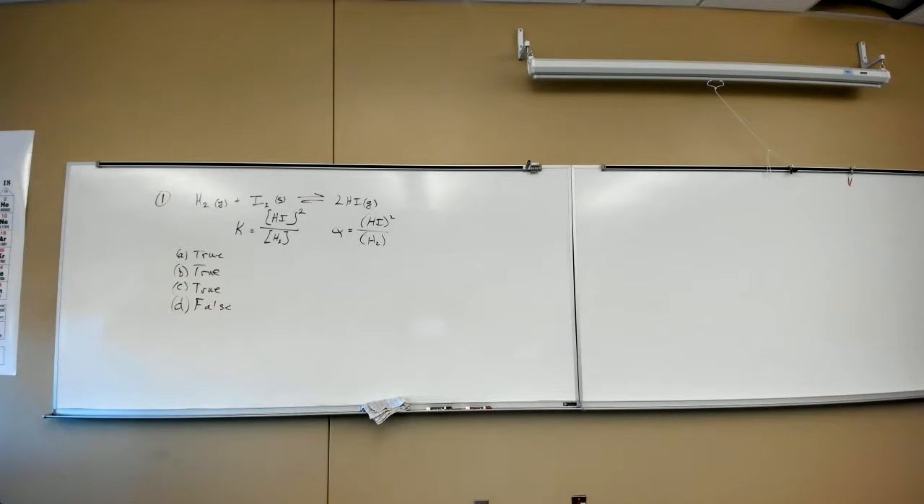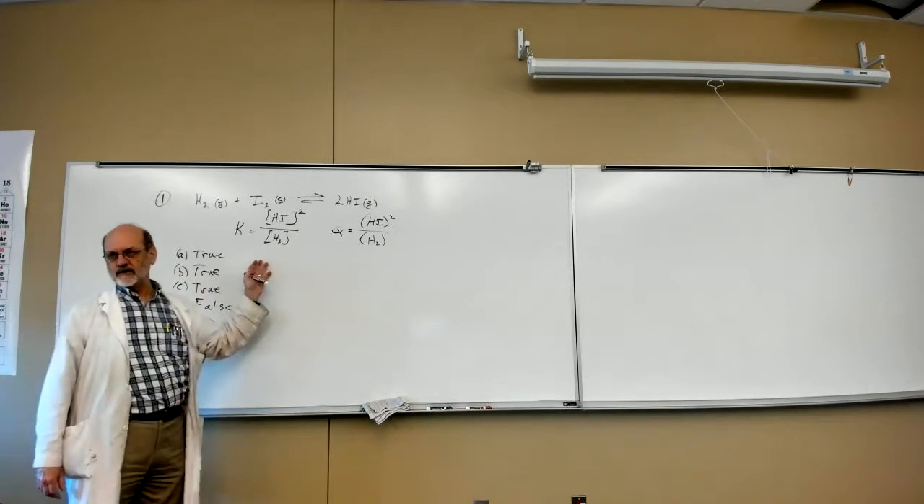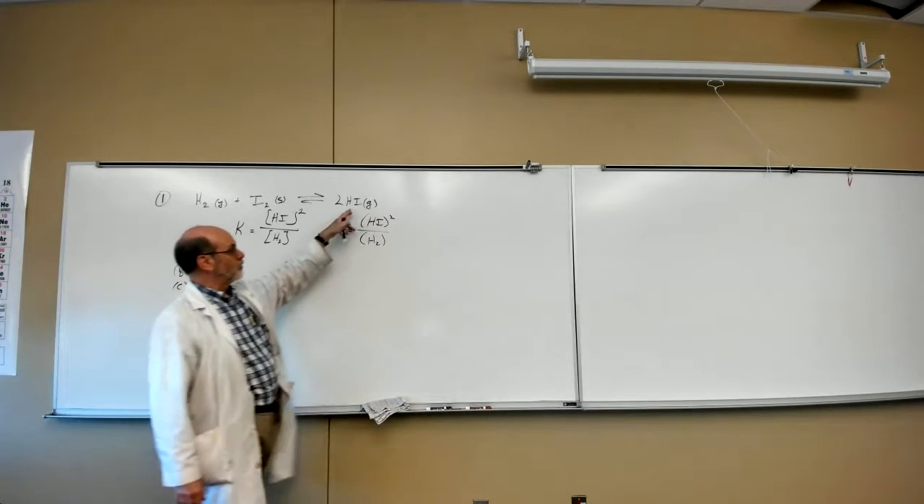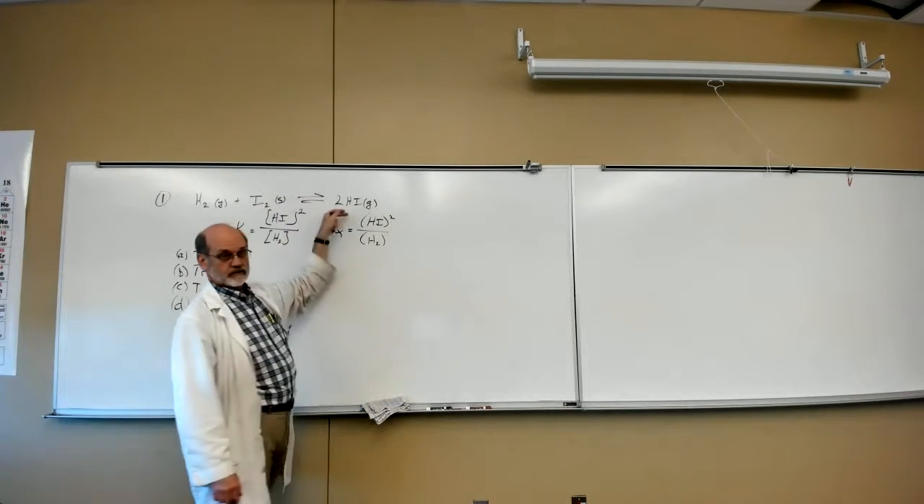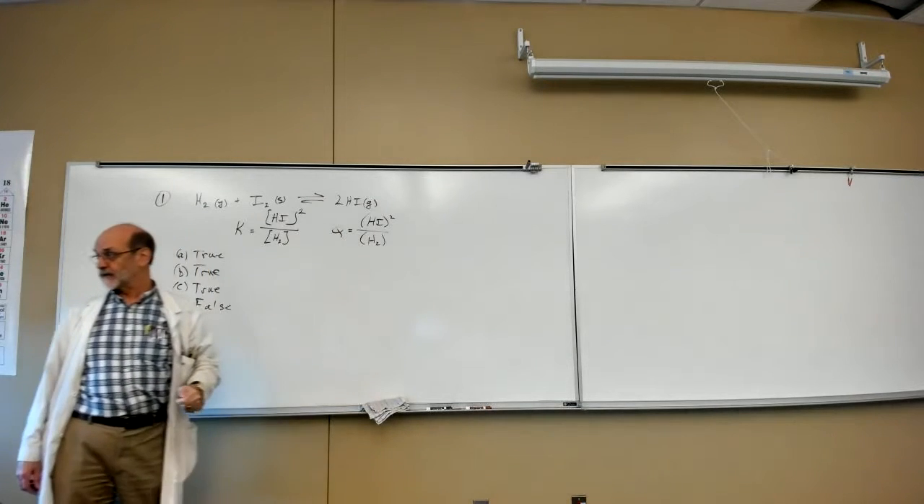Okay. Was there an E? Might as well do E. Removing HI as it forms forces the equilibrium to the right. Okay. That's foundational to equilibrium. You remove part of this, then it's going to keep shifting that direction until it reaches equilibrium again.